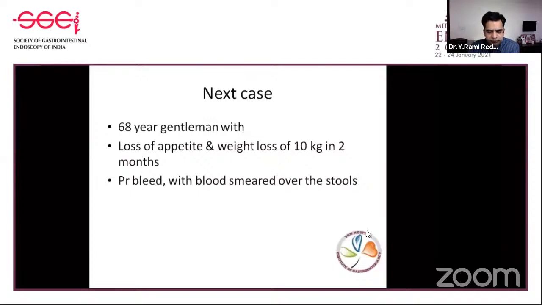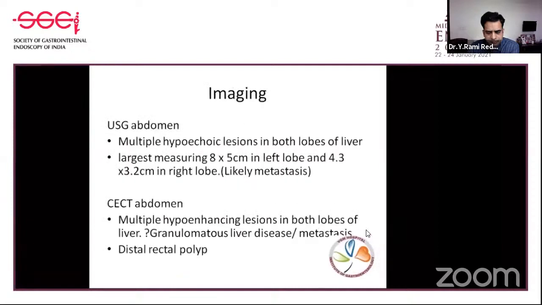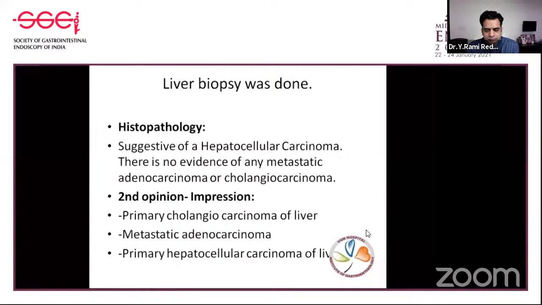Now, this is the next case. It's a 68-year-old gentleman with loss of appetite and weight loss. It's an unusual patient. He came with a PR bleed also. Imaging showed metastatic lesions in the liver, and the largest was measuring 8 by 5 centimeters. And we went in for the biopsy of the liver. The liver lesions were biopsied.